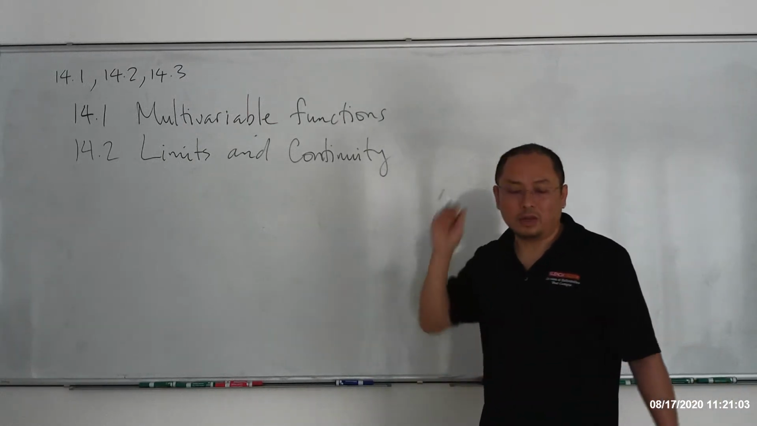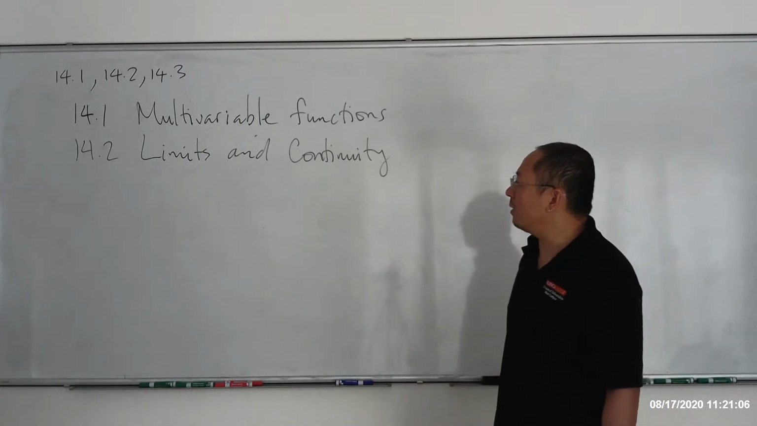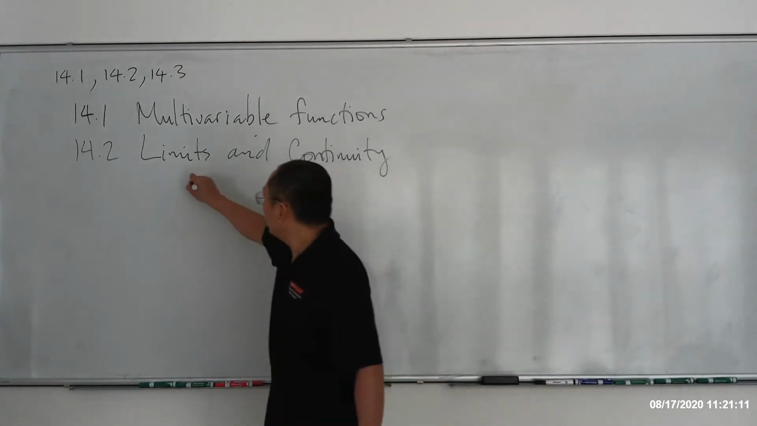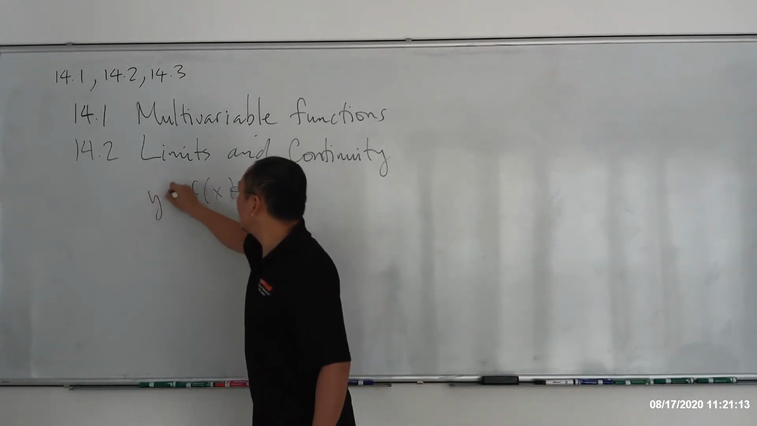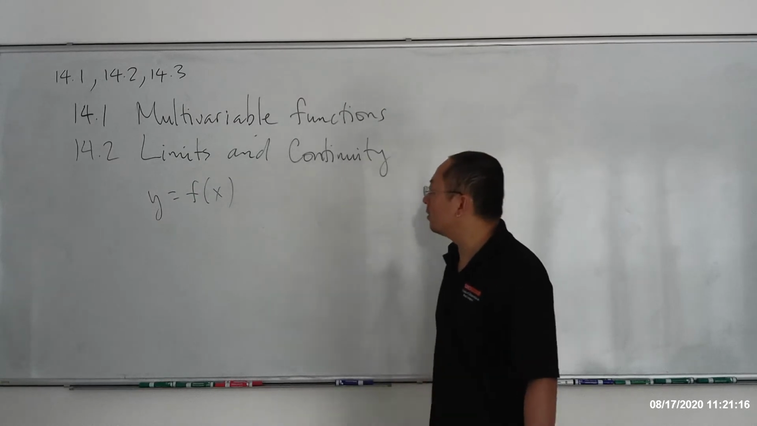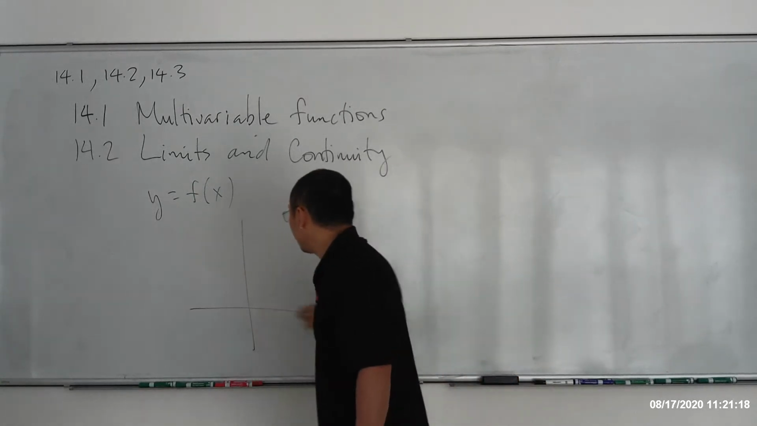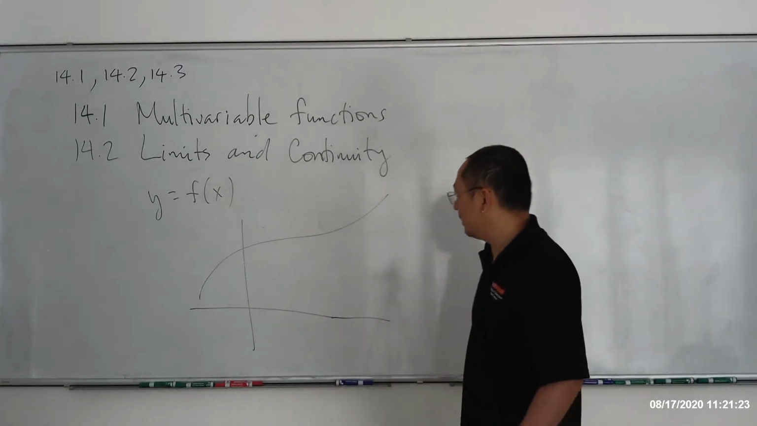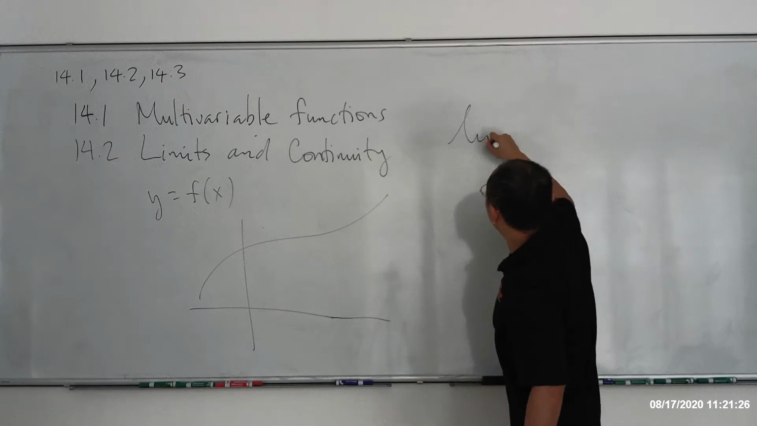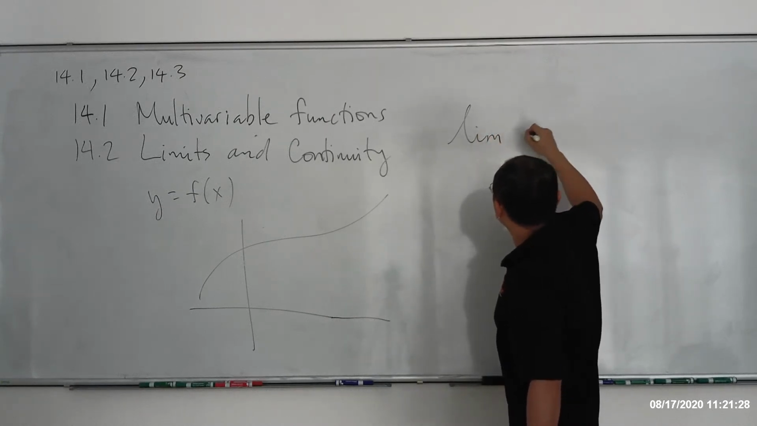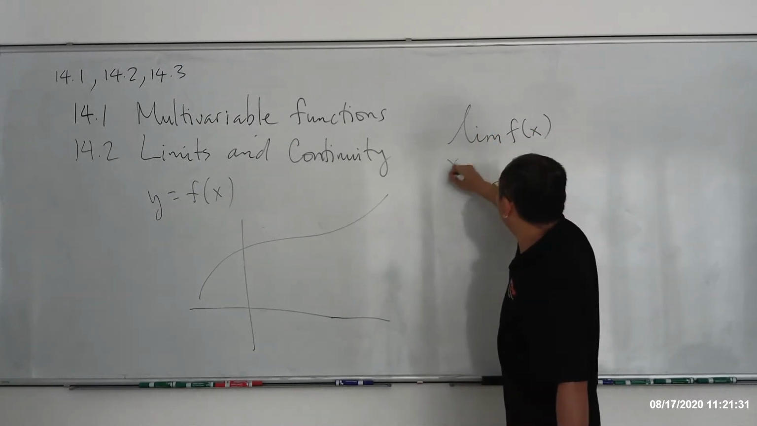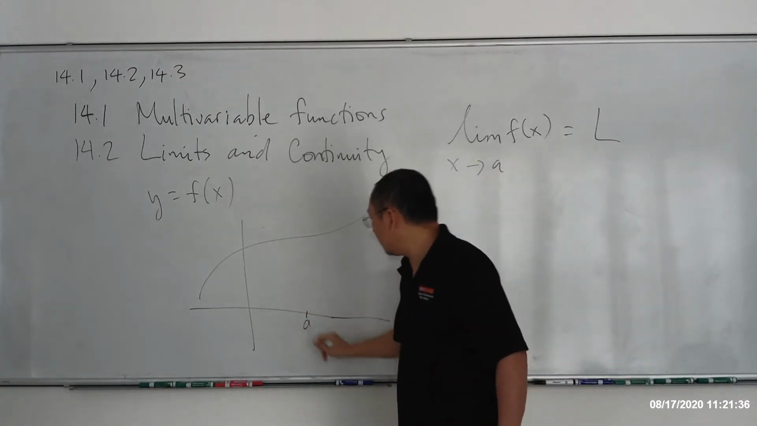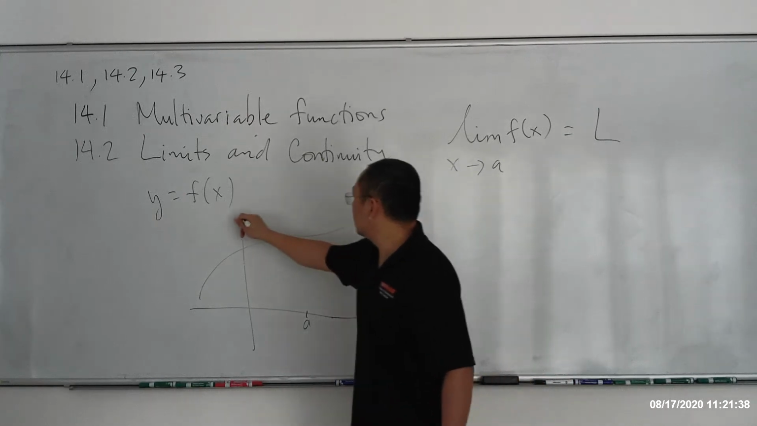Okay, so let's recall what we learned in Calculus 1 about limit and continuity for a single variable function, f of x. Since this is a recall, I'm going to go kind of quick. So pretty much you have a graph. Say you have a continuous graph. You see it's continuous, right? So we define the limit of f of x when x approaches a equal to L. So a is somewhere in here, okay? This is your x-axis. This is your y-axis.